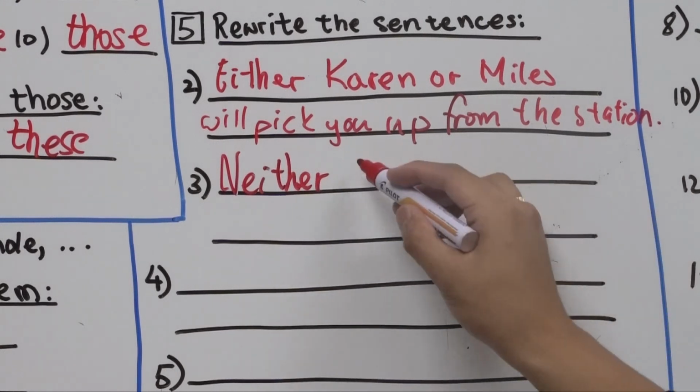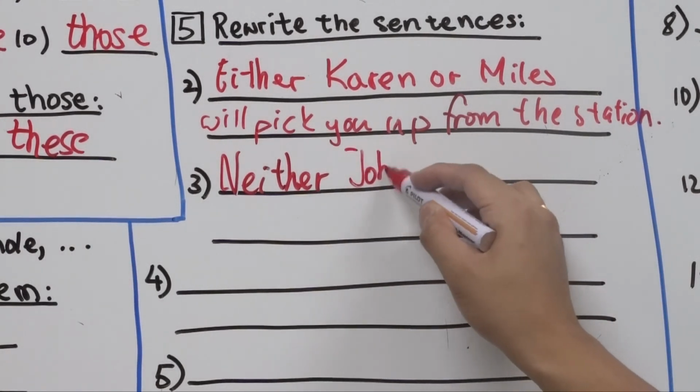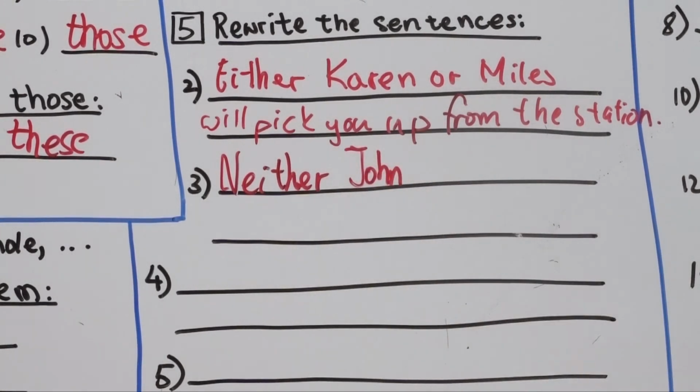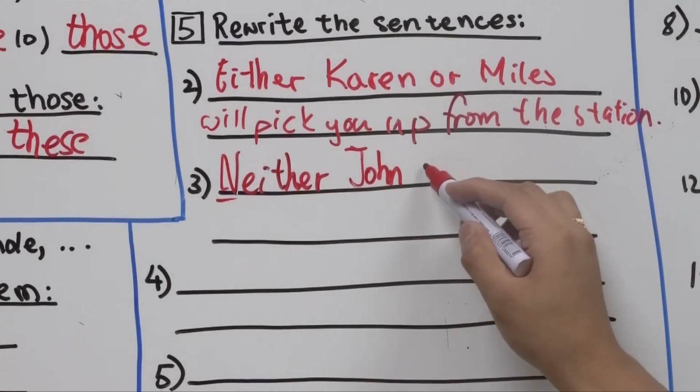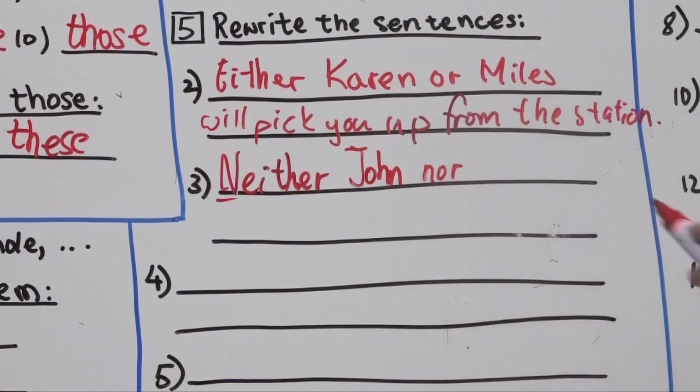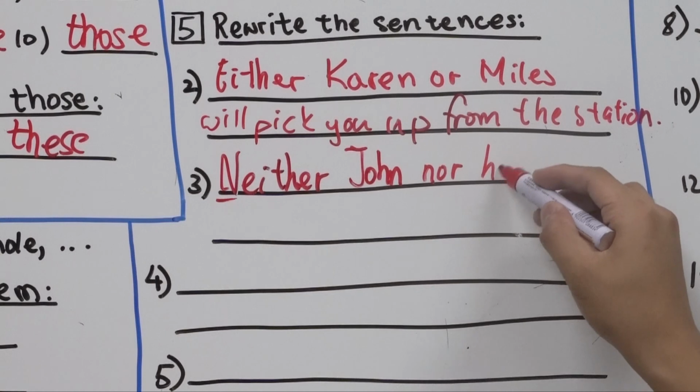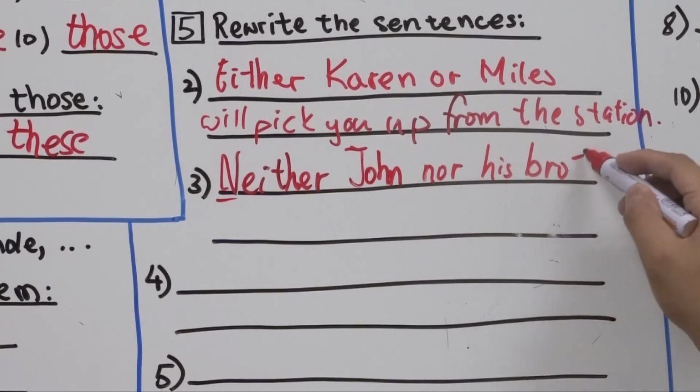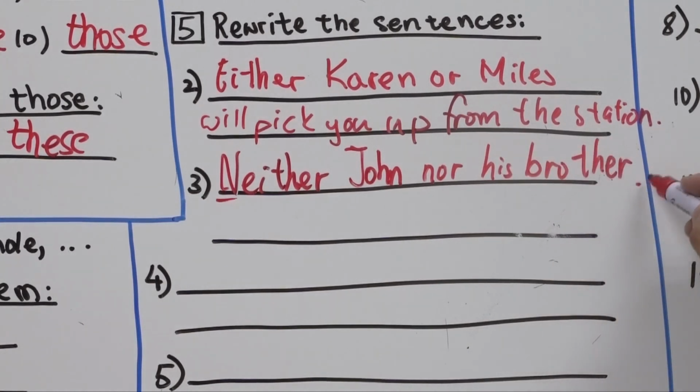Neither John. Okay, this is the first person. And then we have or as well, right? But since we have neither here, we will change or to nor. So neither John nor his brother has been to Germany. Okay, we don't know his name.